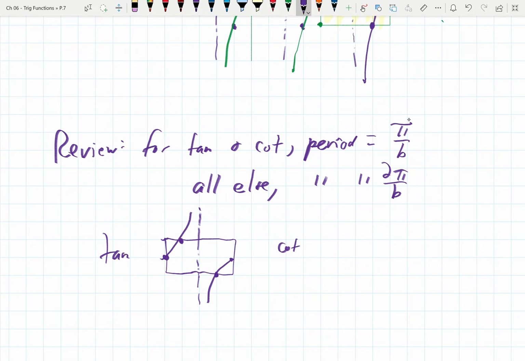Cotangent, its frame box is a little different. It starts at the asymptote, it ends at the asymptote. Halfway in between the two asymptotes, it crosses the baseline. But its points are the same as where tangent's were, its maximums and minimums. It starts up and it goes down, so it goes in the other direction. That's one of the repeated units of cotangent.